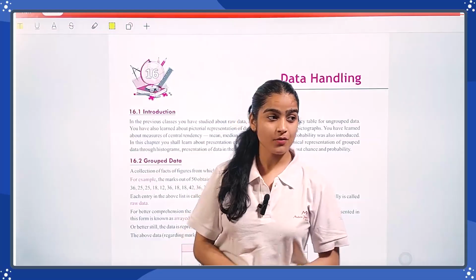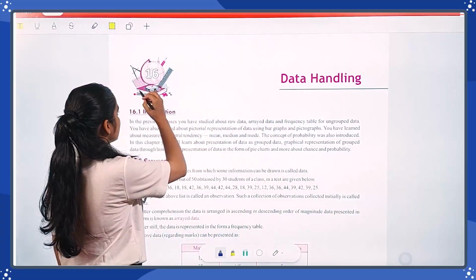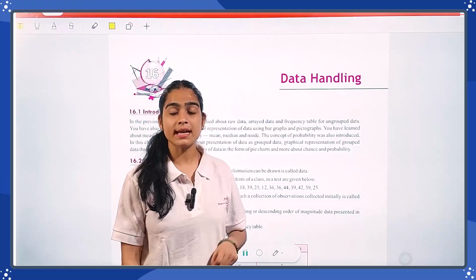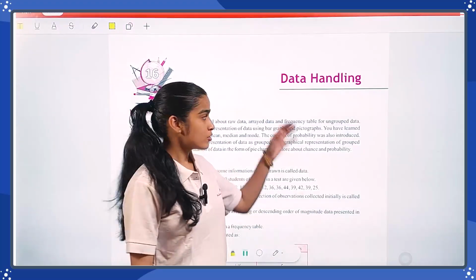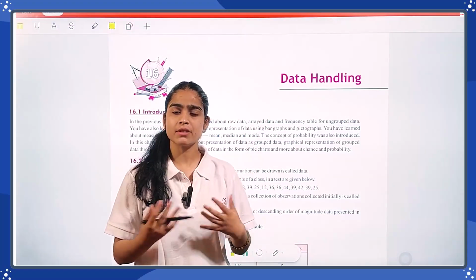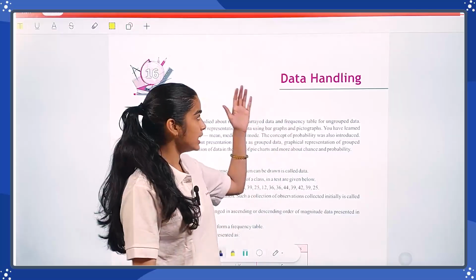So students, now we have a new chapter, which is chapter number 16, data handling. Before starting this chapter, first we have to understand what is meant by data handling. In this, data means a collection of information. Whenever we collect some information, that is called data.